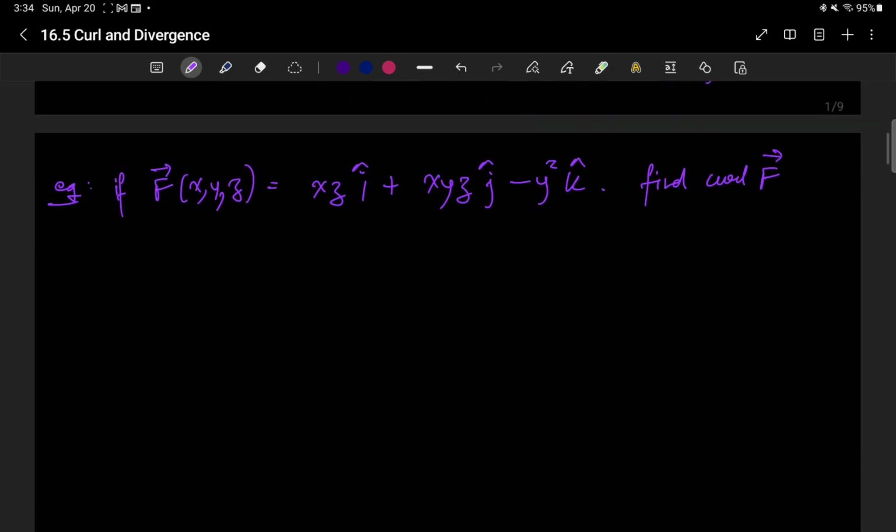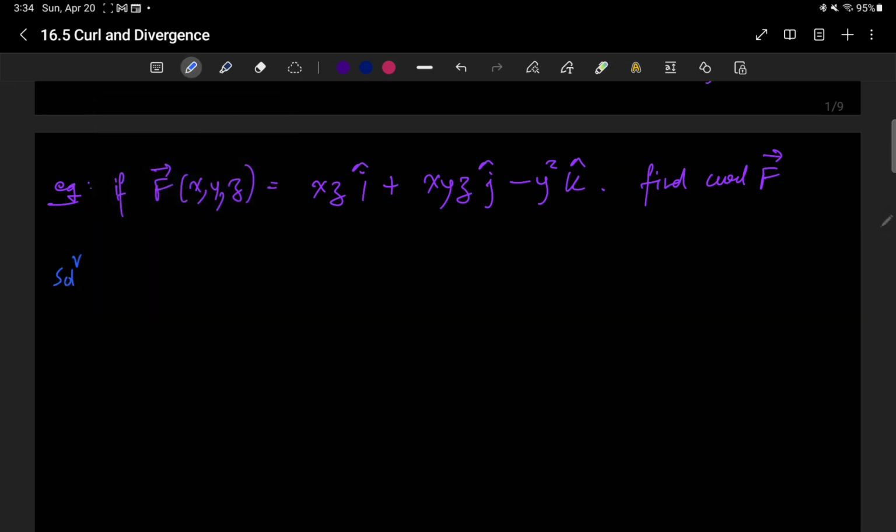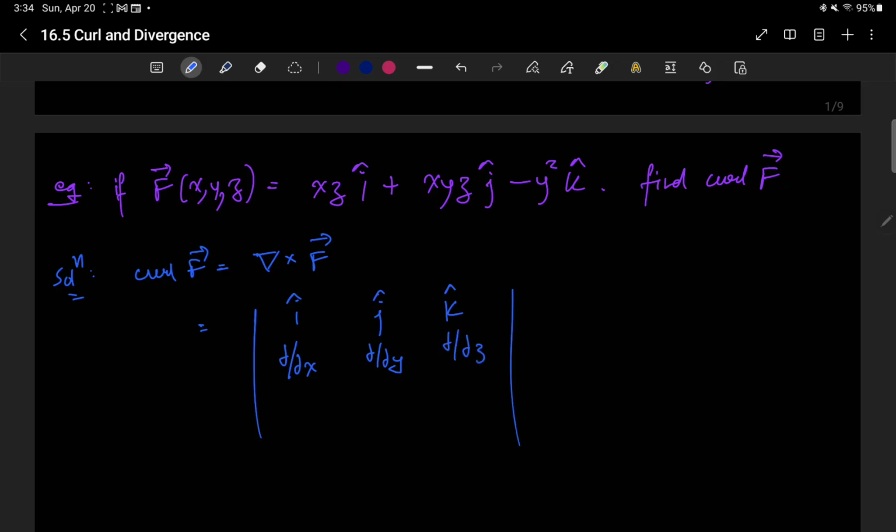Suppose a vector field is given to you in this form, and you have to find the curl of this vector field. The solution is pretty straightforward. Essentially, it just comes down to first writing this curl as a cross product between the del operator and your vector field, then writing out the determinant. So this is always going to be del x, del y, del z, because the operator del doesn't change. And these are the individual components.